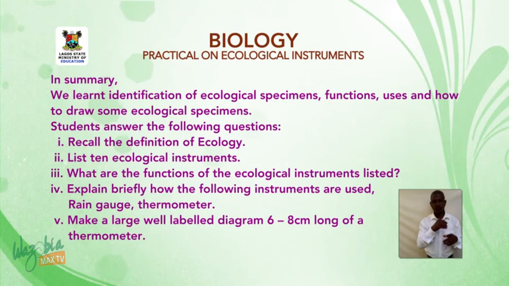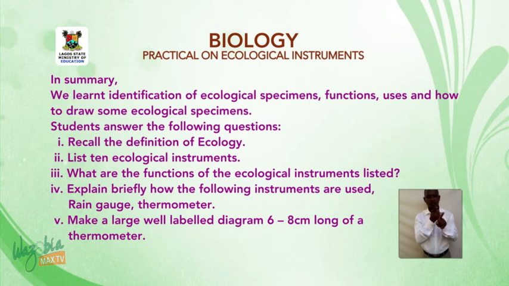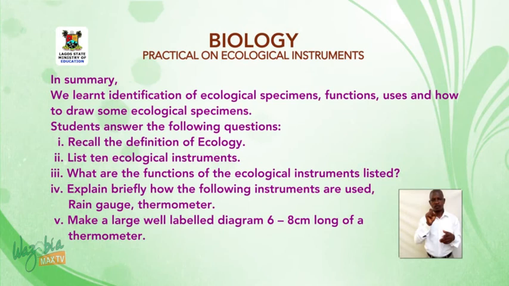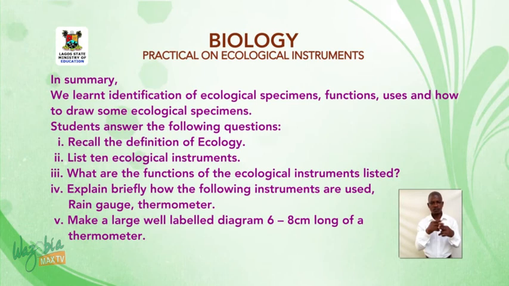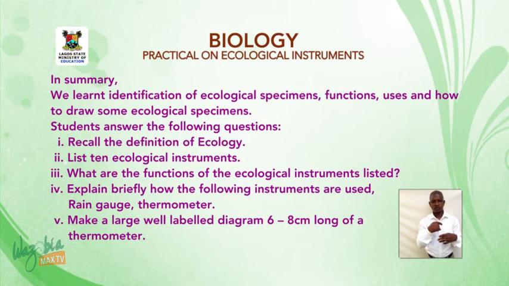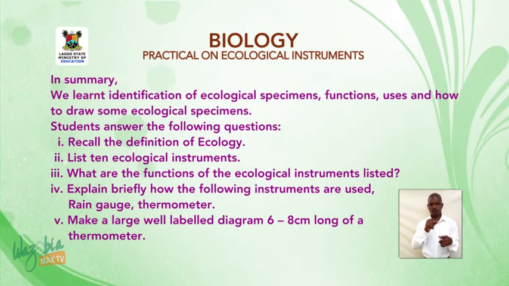Answer the following questions. Recall the definition of ecology. List 10 ecological instruments. What are the functions of the ecological instruments listed? Explain briefly how the following instruments are used: rain gauge, thermometer. Make a large, well-labeled diagram, 6 to 8 centimeters long, of a thermometer.